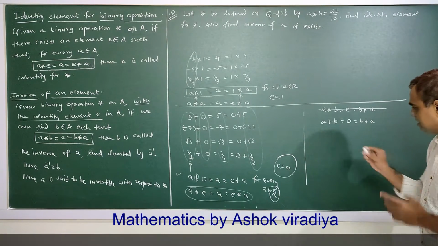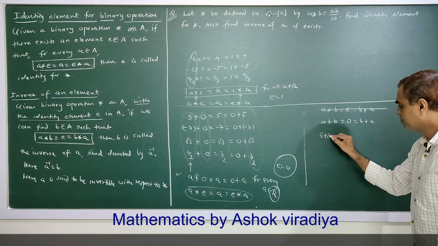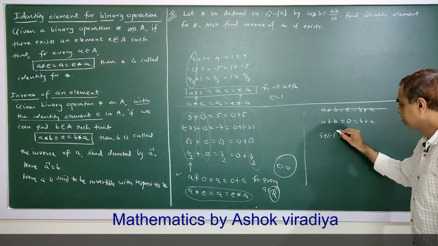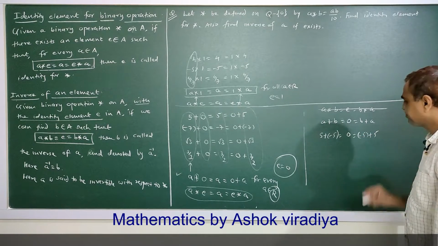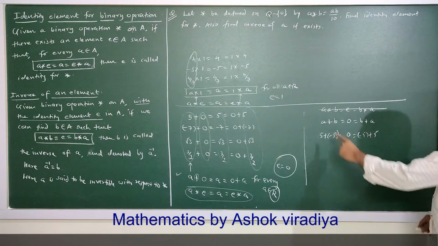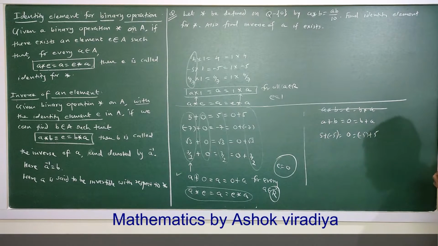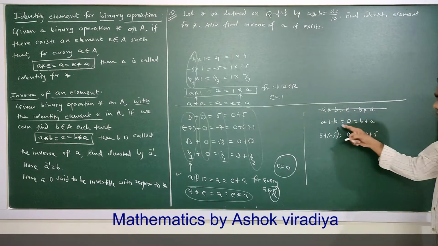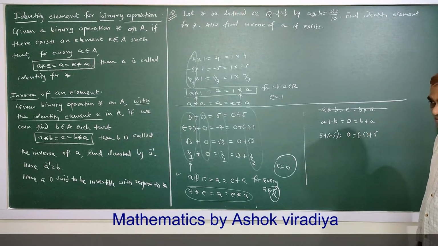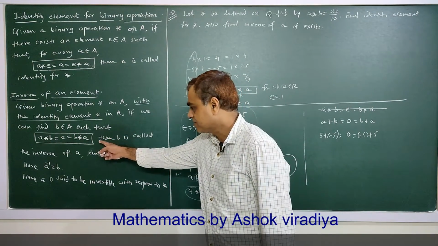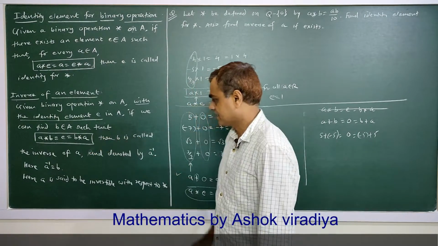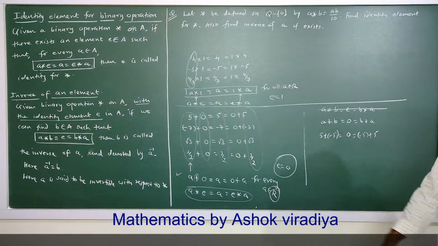Now see, we know that 5 plus minus 5 is 0, equal to minus 5 plus 5. So the value of A I have taken is 5. A is 5. And look, B is minus 5. When this condition is satisfied, B is called the inverse of A, denoted by A inverse.